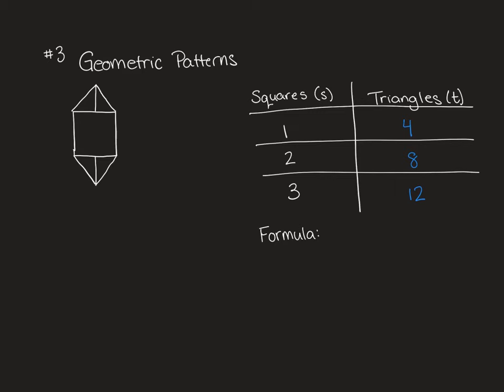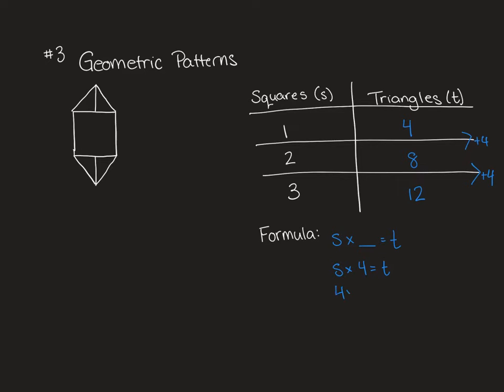So for our formulas, just like on the last questions, we'll most likely have our squares times something equals the number of triangles. So if we look at our chart, how do you get from 1 to 4? Well, you times it by 4. How do you get from 2 to 8? Times 4. 3 to 12, times 4, which also coincides with how much it's going up by each time. So your formula could be S times 4 equals T.